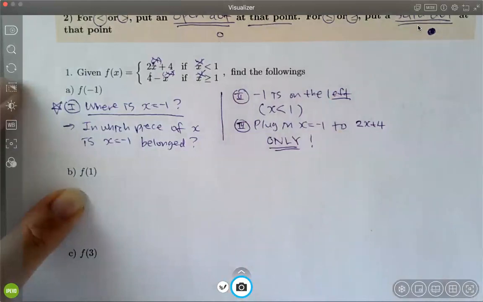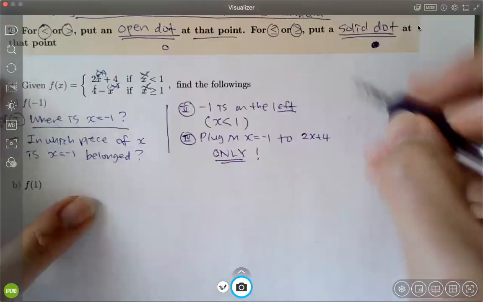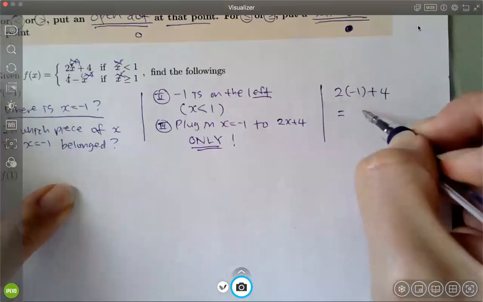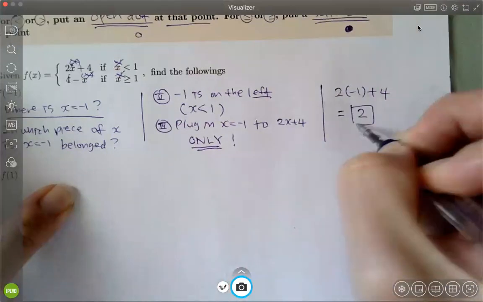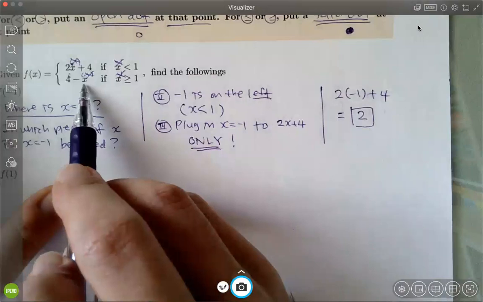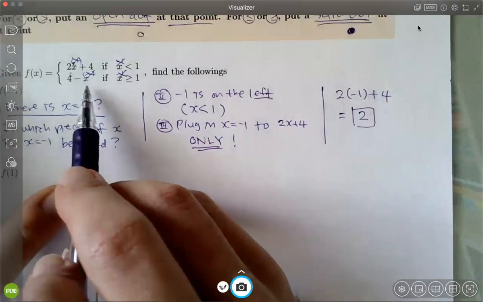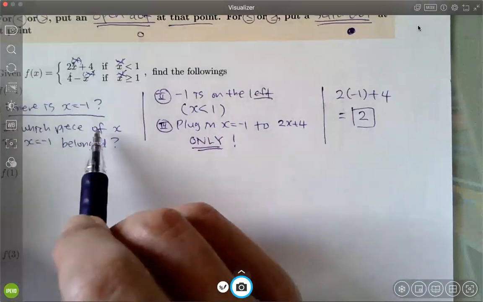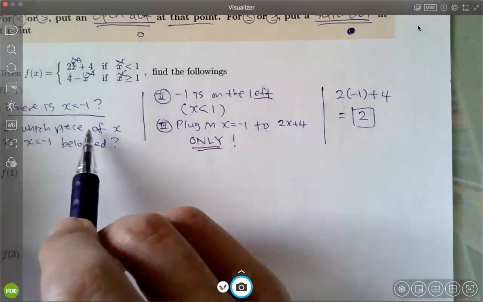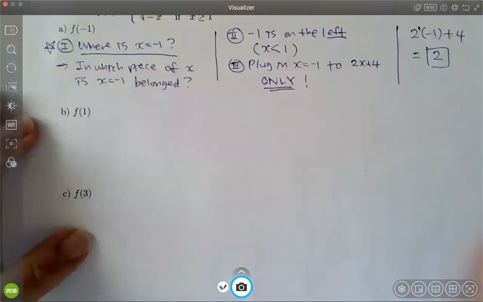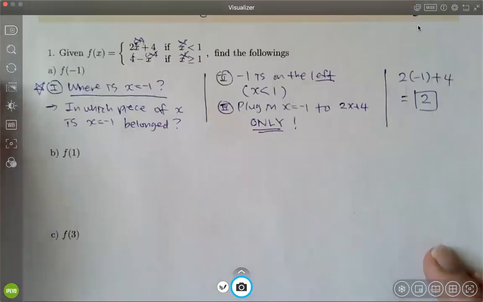Okay, so what's the answer? 2 times negative 1 plus 4. So what is that? Negative 2 plus 4, so that's 2, right? Okay, so don't say, oh, the answer is 2 and then 5 for the second piece. No, 5 is not even part of this answer. And you know that the output cannot have two values for the same input, otherwise that's not a function, right? Okay, so that's how you find the function values of the piecewise function.